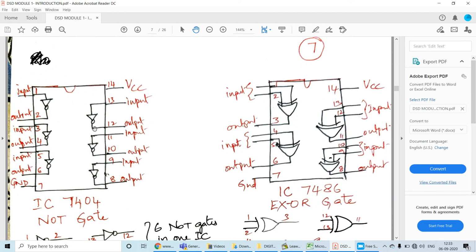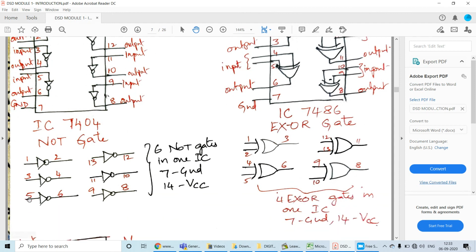Again you have the NOT gate here. We have 6 NOT gates in one single IC. 1 input, 2 output, 3 input, 4 output, 5 input, 6 output and 7 is ground. Similarly 8 output and 9 input and so on. So you have 6 combinations of NOT gates in one single IC. This is the way we do numbering for the NOT gate. 7404 is the NOT gate IC which is used.